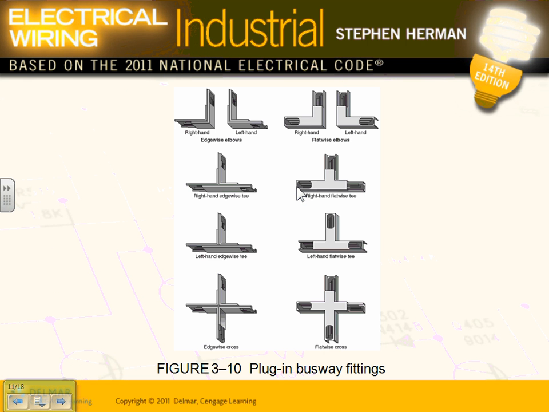If you are to install the system, they come in two different sets, guys, if you're going this way or going with an angle. So you can see all the T's and the elbows and the crosses that you can use with them. I'm going to let you review all these, the different types of crosses, the edgewise crosses and the flatwise crosses, different types depending on how you want to install your system.